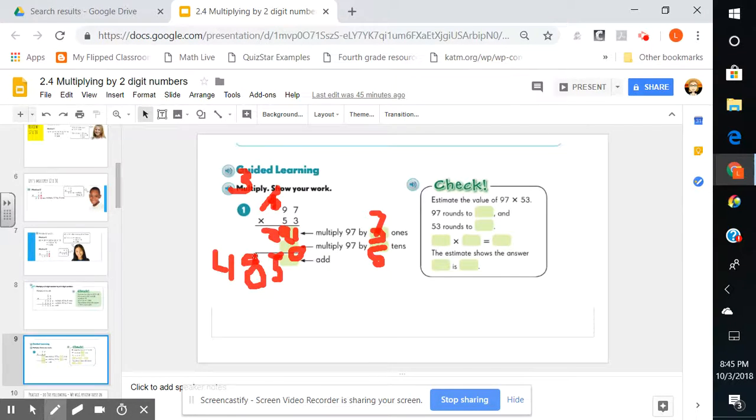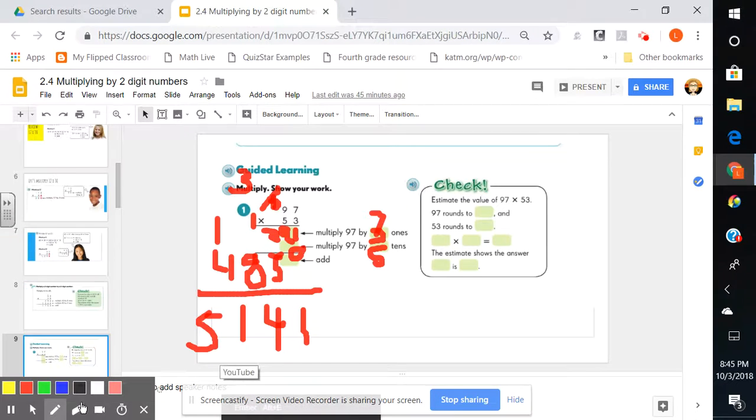And then you're going to add, and unfortunately, it's very hard to see, but 9 plus 5 is 14. 1 plus 2 is 3 plus 8 is 11. 1 plus 4 is 5. So your answer for 97 times 53 is 5,141. You want to line up the digits better than I did. It's just harder to write on the computer. And then I want you to estimate this one on your own.